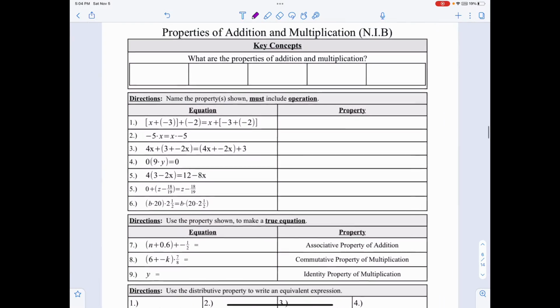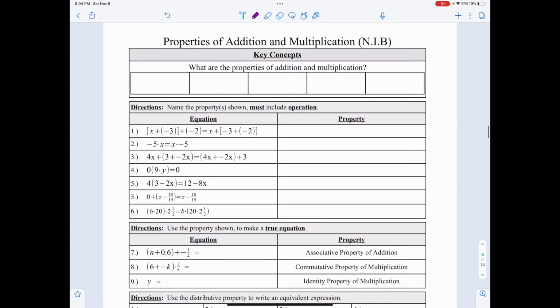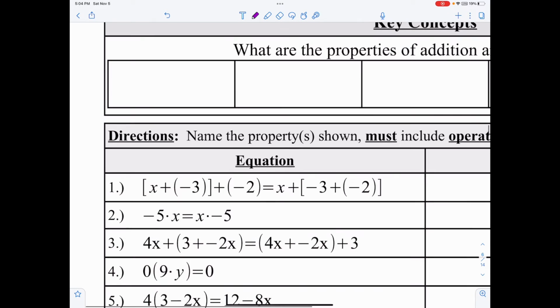So lesson 3, here we go. So what are the properties of addition and multiplication? Let's go ahead and get these down. So the first one is the commutative property. Commutative. I think about it as those houses in the community that you can move around. Okay, so it says that you can change the order.